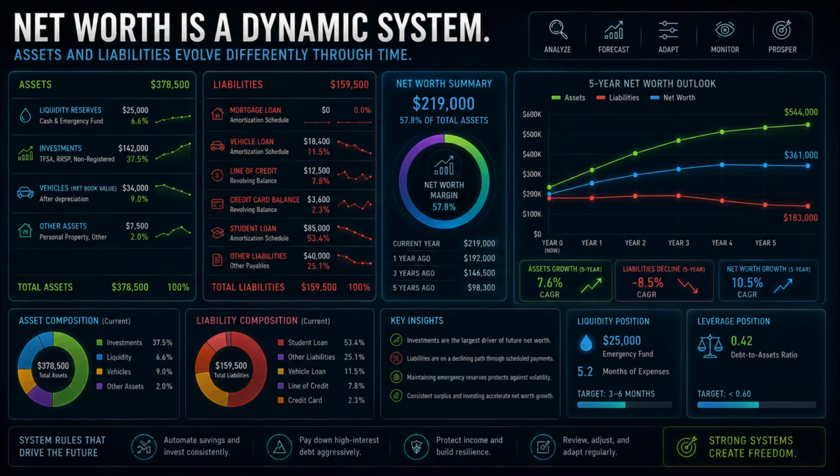Next, we examine the net worth statement. Because forecasting does not only involve income and expenses, it also involves assets, liabilities, liquidity, leverage, and future positioning. The net worth statement contains cash, emergency reserves, investments, vehicles, liabilities, and other balance sheet structures. But importantly, not all balance sheet variables evolve the same way. Some compound upward, some decline through schedules, some depreciate gradually, some fluctuate behaviorally. And this means different variables require different forecasting architectures.